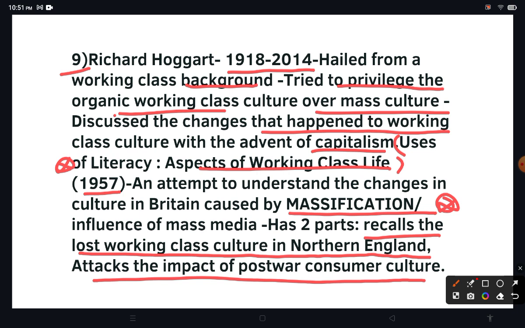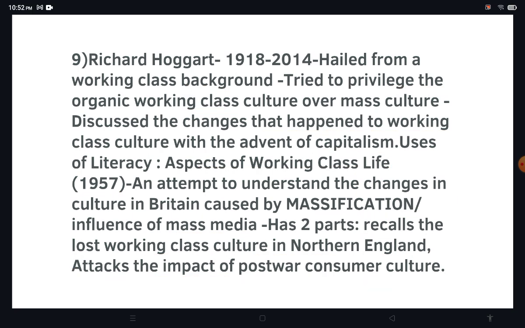So The Uses of Literacy is an attempt to understand the changes of culture in Britain caused by massification, the influence of mass media, that is, how mass media changed the culture of Britain. This work has two parts. The first recalls how the working class culture of Northern England was lost, and the second attacks the impact of post-war consumer culture.